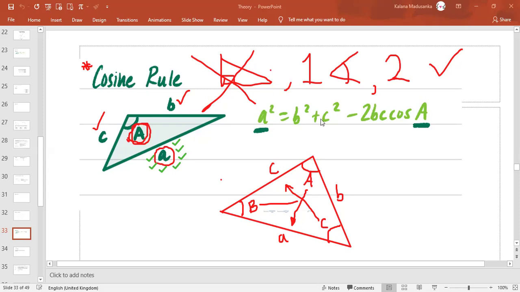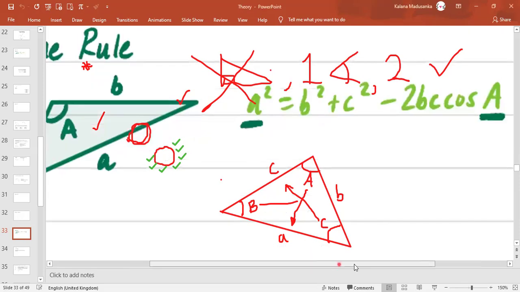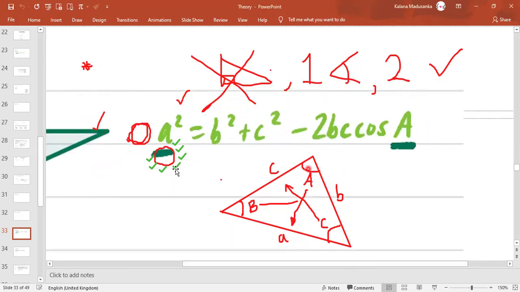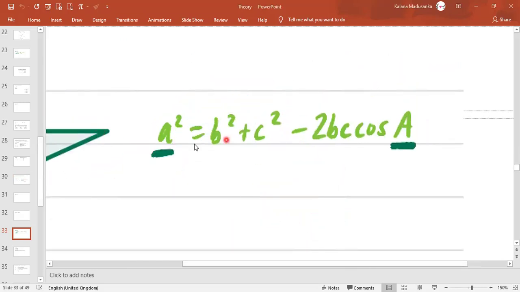Let me zoom it. So the equation goes like this. A square is equal to, this is the one we need to find out, b square plus c square minus 2 times bc multiplied by cos capital A, right?